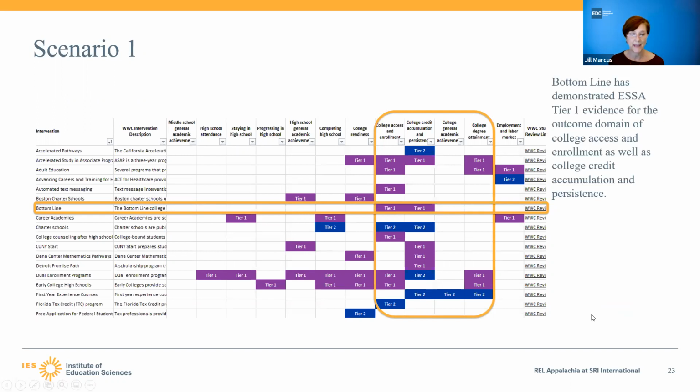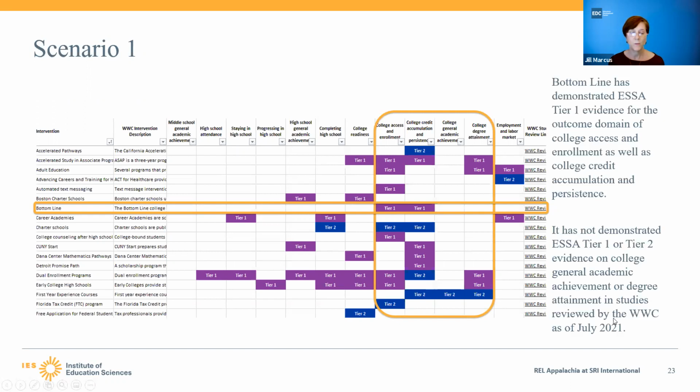But 2 of the boxes are blank or read by the screen reader as NA. So we know that Bottom Line has not demonstrated Tier 1 or Tier 2 evidence of college general academic achievement or degree attainment. Remember, this could be because the available studies reviewed by the WWC as of July 2021 may not have tested one of those outcomes, or that the Tier 1 or Tier 2 evidence criteria weren't met. So that was our first example, and we'll do another one, and it will get easier.